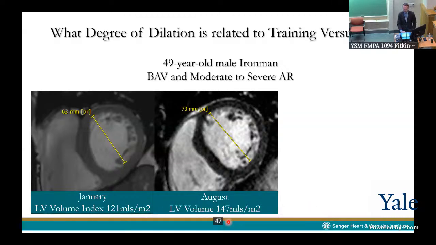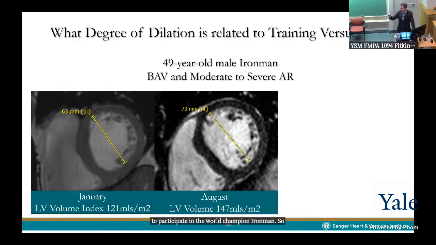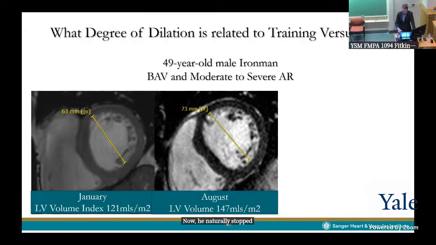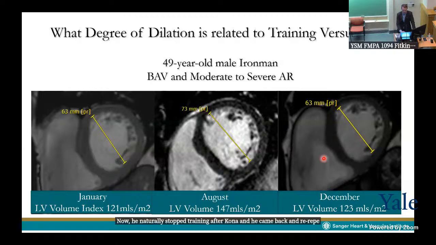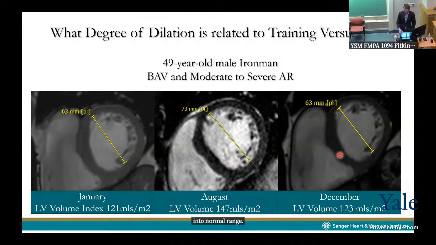Now, what's the difference? Has this guy gotten much worse? Well, actually, August was just before Kona. He was an Ironman. He had just qualified for the World Championship in Kona. And after my consultation, he was getting on an airplane to fly to Hawaii to participate in the World Championship Ironman. So he had dramatically upped his training to get ready for that. Now, he naturally stopped training after Kona, and he came back and we repeated it a few months later, and his LV has gone back down into normal range. So our training can significantly impact the degree of LV and RV dilation.